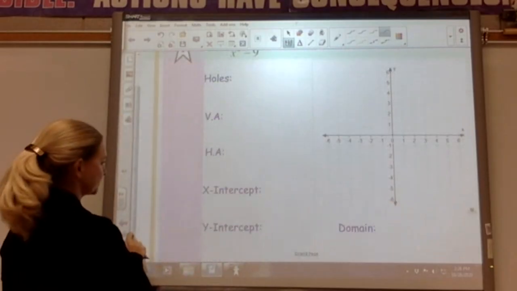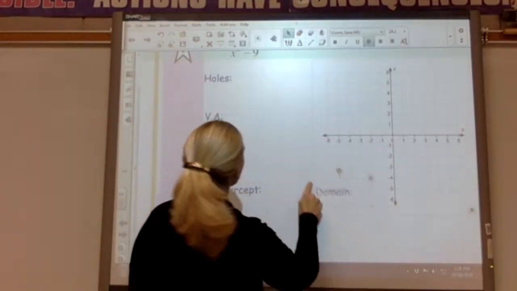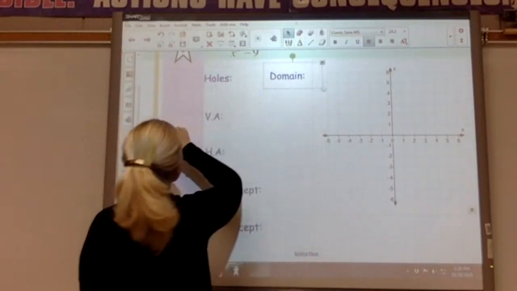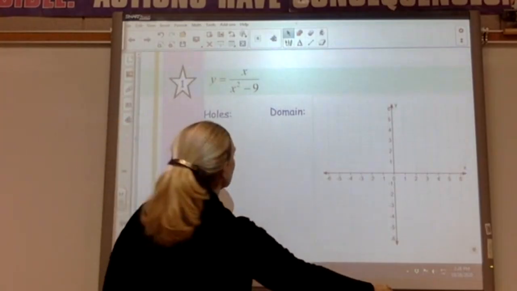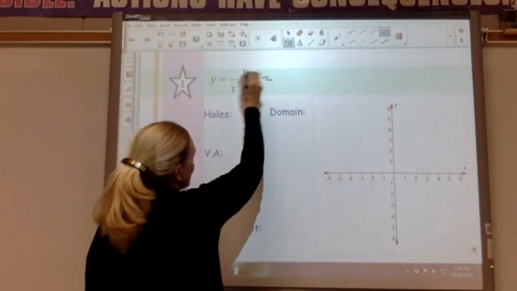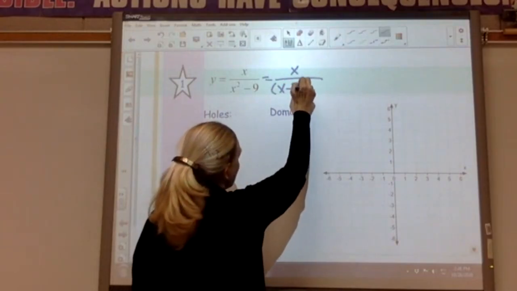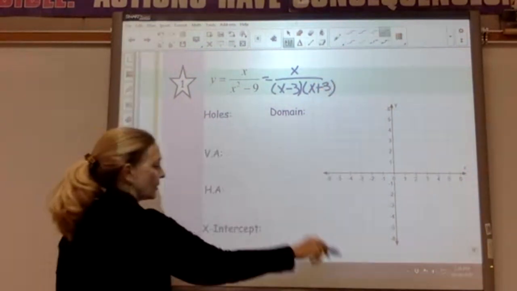Now, I don't know why this domain is happening. I thought I had moved all these, but really the domain should be one of the first things that you find. So I'm going to put it up here. Okay. So this denominator does factor, but the numerator is just going to be x. So this is x minus 3 times x plus 3. So holes, there are none.